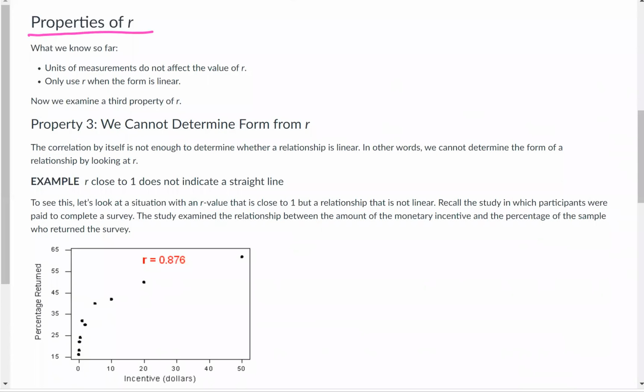Now on this page, we'll talk about a third property of R. The ones we know so far, just to recap, are: one, units of measurement do not affect the value of R. So the example we saw, if you change from feet to meters or something like that, it's not going to change the value of R.